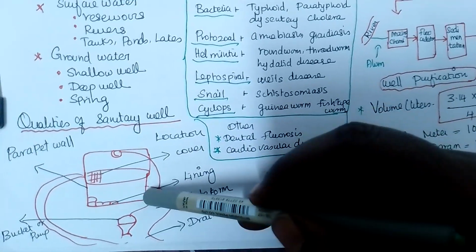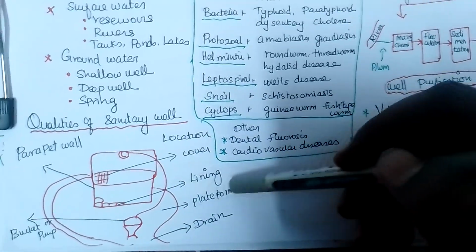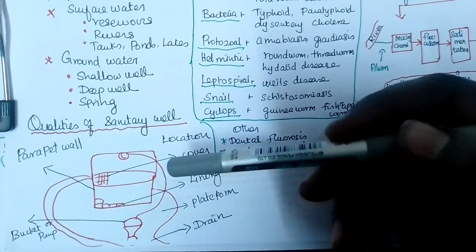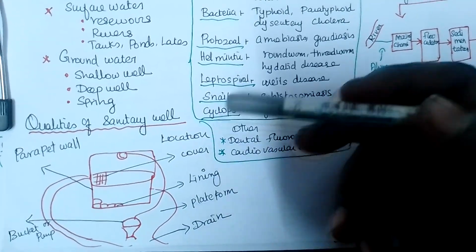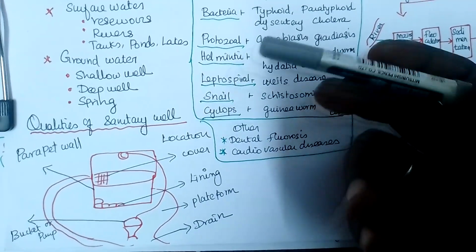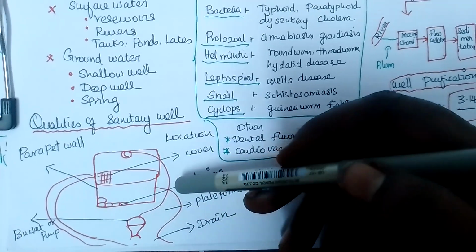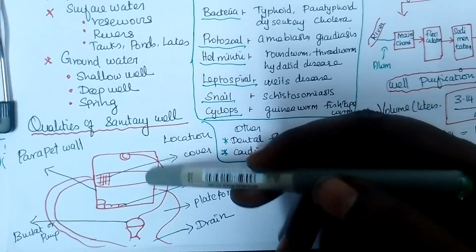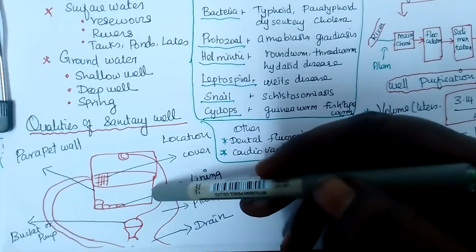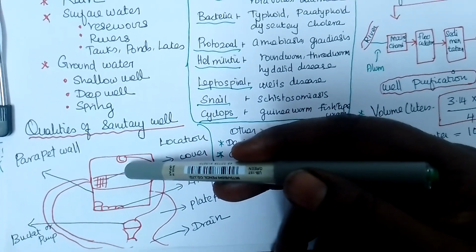So it should be in the highest area rather than the lowest area, and it should have a parapet. The parapet will prevent accidents. Sometimes you might have heard of a van going along the road that unknowingly went into the well, because there was no parapet. It should have a parapet, and it should have a lining, lined with brick or cement. Otherwise many insects, organisms or worms may invade the water.